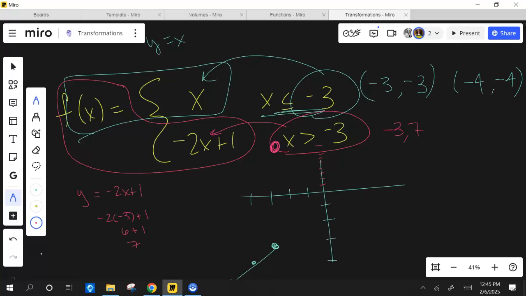Now, not negative 4 this time because look at it again. You've got to pick an x that's bigger than negative 3. Negative 2, I love it. If you plug negative 2 into that equation, you get 5 back out. So negative 2, 5, and this is the way it goes.